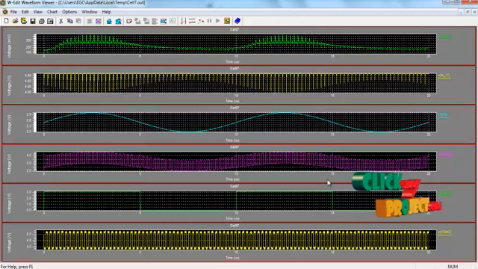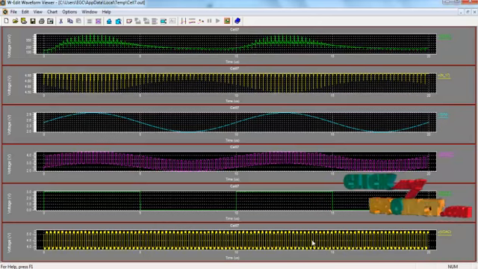Next, this is the comparator signal. This signal represents the output from the comparator. This graph represents the differential amplifier output. This output represents the amplified signal. Finally, this represents the DAC output.